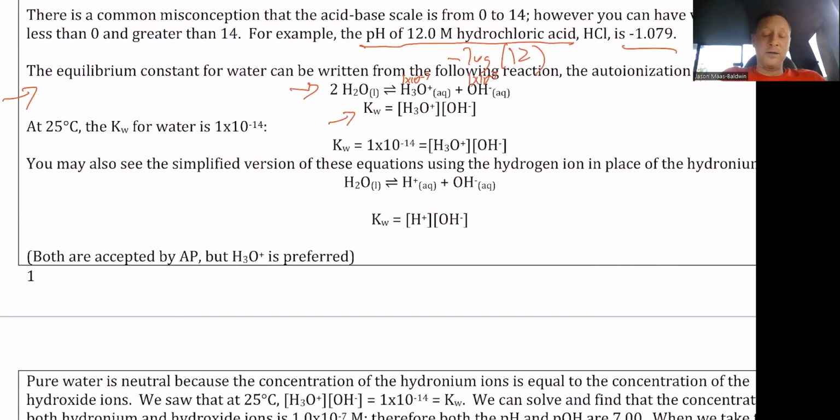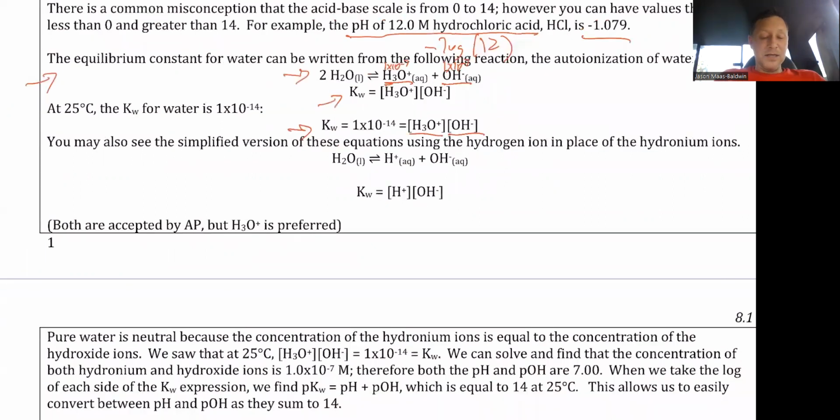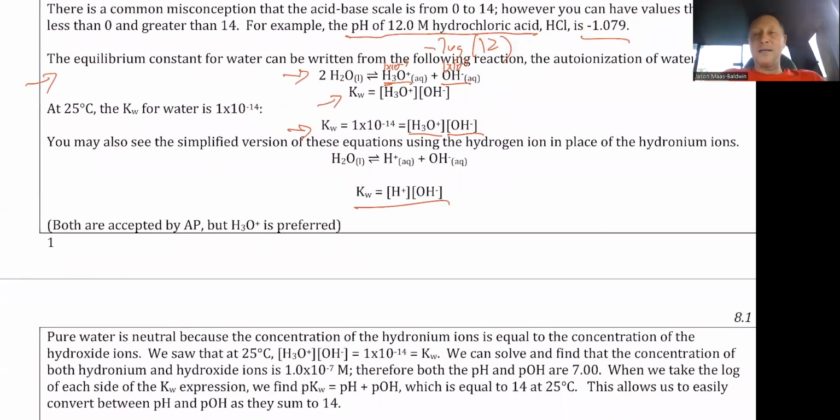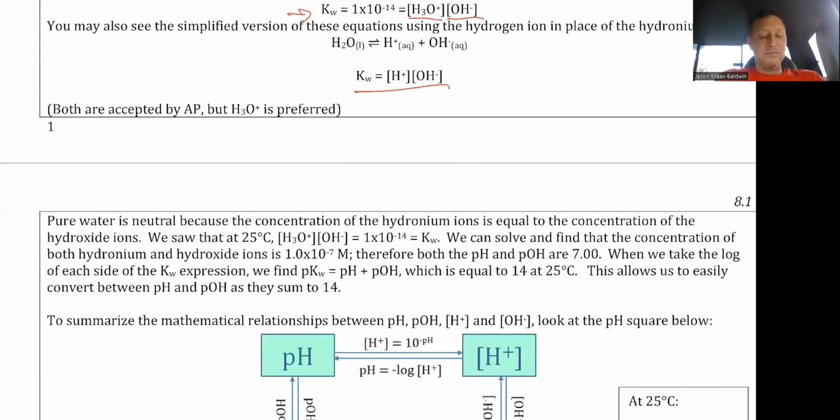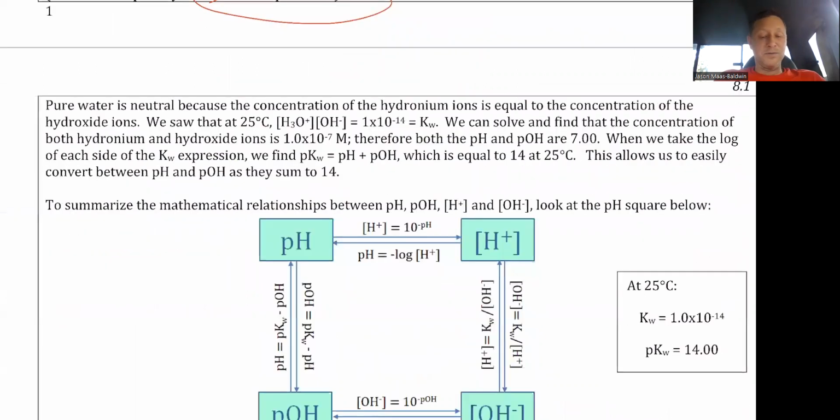That's the K for water, and that's equal to the hydronium ion concentration times the hydroxide ion concentration over nothing, because water is a liquid and we don't include liquids in the equilibrium expression. So that means that at 25 degrees, Kw is equal to 1 times 10 to the minus 14, which is equal to this expression. And that'll help us with a lot of our calculations. And again, you could simplify this as just Kw equals the hydrogen ion concentration times the hydroxide ion concentration, but as the notes mention here, hydronium ion concentration is preferred.